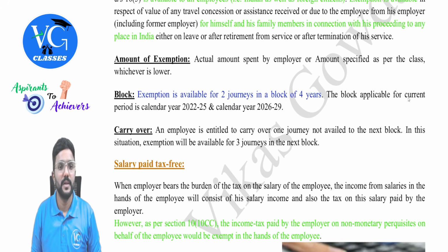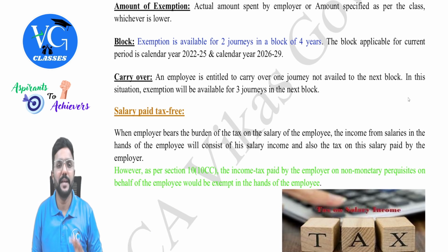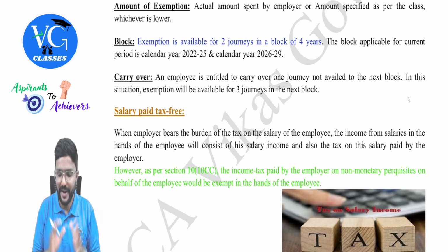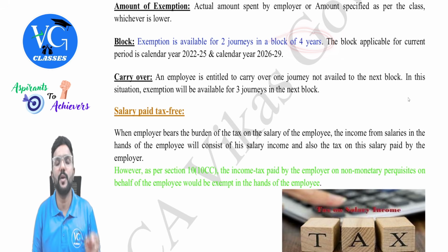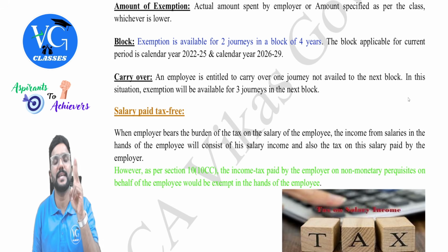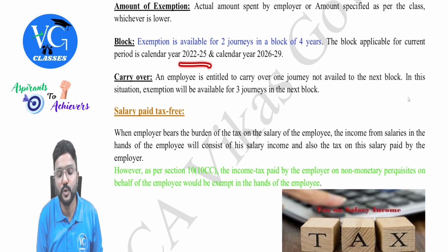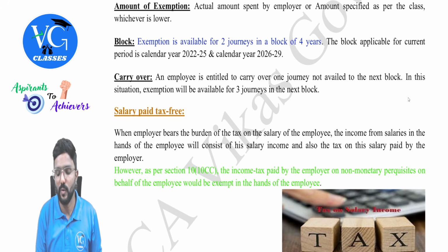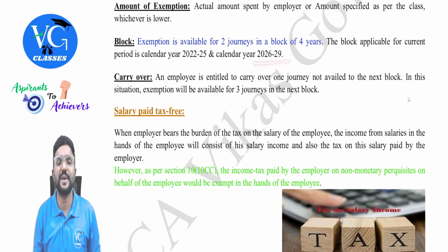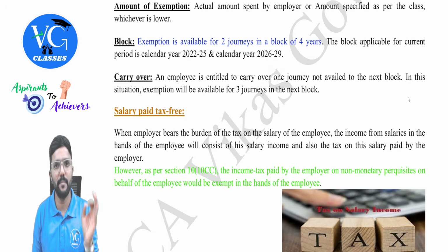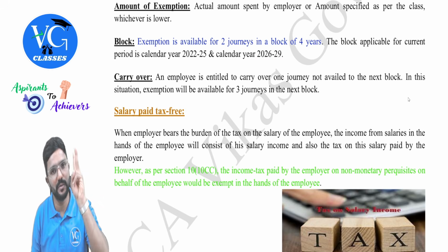Sure. Then how much exemption can we claim, sir? Can we claim exemption every year? No. They have made a block of 4 years. And in the block of 4 years, exemption can be claimed maximum twice, guys. So what is a block, sir? Calendar year 22 to 25 was one block. And now calendar year 26 to 29 is another block. And in a block of 4 years, we can claim exemption only twice.